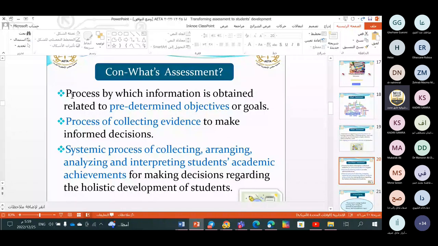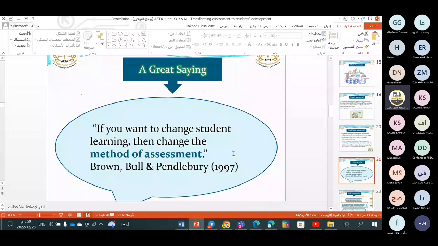Another thing, it is a process by which information is obtained related to predetermined objectives or goals, and many other definitions as well. Thank you. Now, there is a great saying: if you want to change student learning, then change the methods of assessment. Do you agree with this saying?